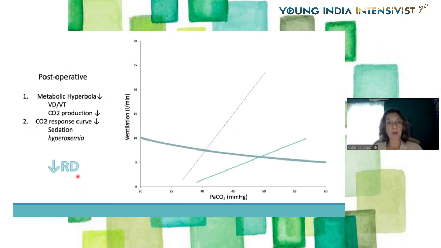A different patient is the one who is just arriving from the OR. This patient is sedated, a little bit deeply sedated, a little bit hypothermic. So the metabolic hyperbola may be shifted downwards because CO2 production is at the lowest possible level, basic metabolic rhythm. And the CO2 response curve is shifted downwards because the patient is sedated, or even if sedation has been interrupted, there is residual sedation and possibly hyperoxemia. So the new crossing point of the slopes is at a much higher PCO2 level and a much lower ventilation than the normal subject. So this patient's respiratory drive is decreased. I hope these examples can help you clarify this concept.